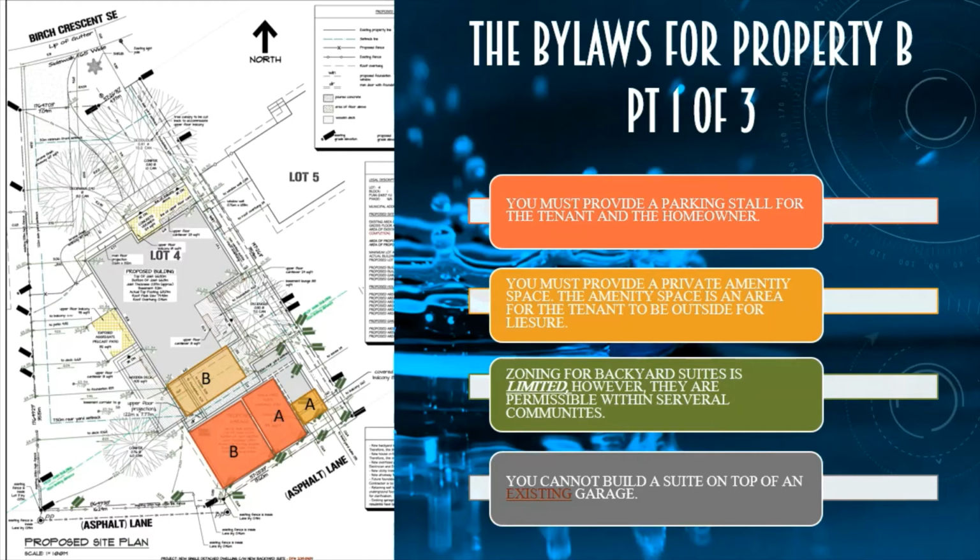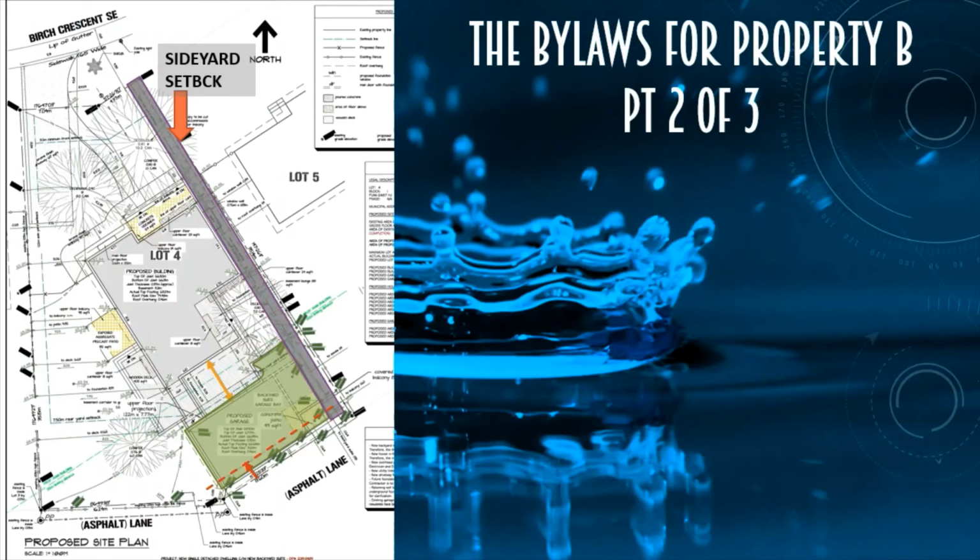Next, we also have to understand that a suite cannot be built on top of an existing garage for 2 reasons. One, the garage is built either too close to the rear property line, which goes against the rules for a backyard suite. And secondly, the structure itself is not designed for another level to be built over top. So therefore, it is best that we knock down the old garage in order to build a new suite.